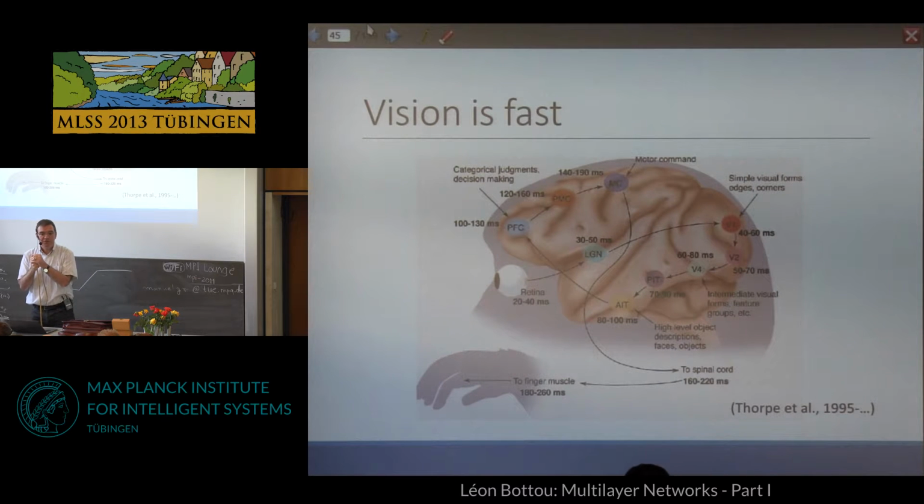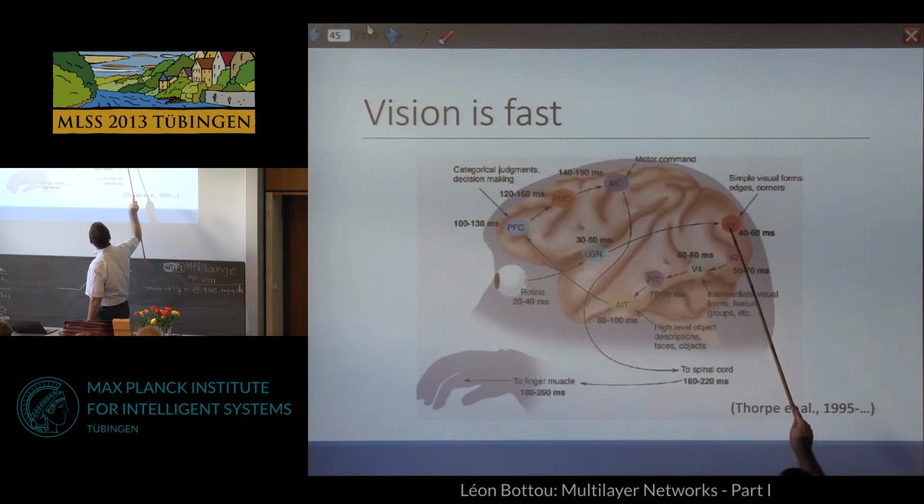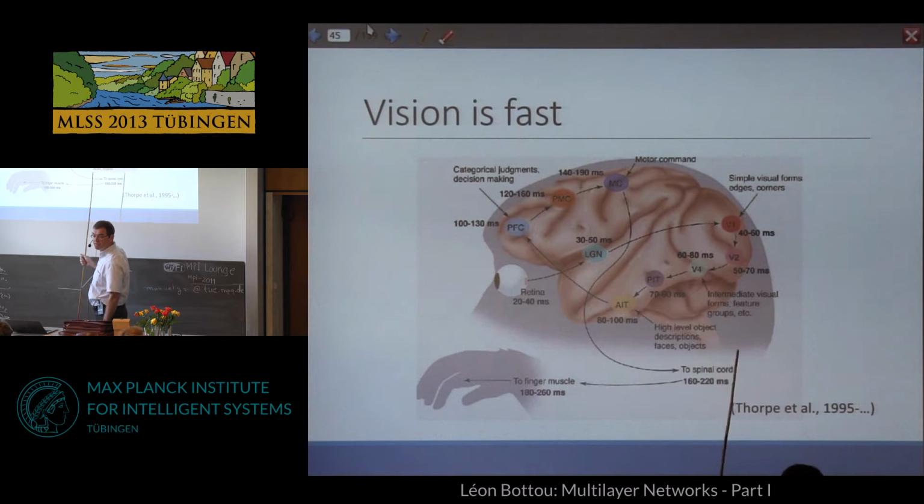The first thing that we know is that vision is fast. That comes from Simon Thorpe. You see something, you cross the retina in about 40 milliseconds, then you go to sample visual form in 60 milliseconds, and you go to high-level object recognition in 100 milliseconds.